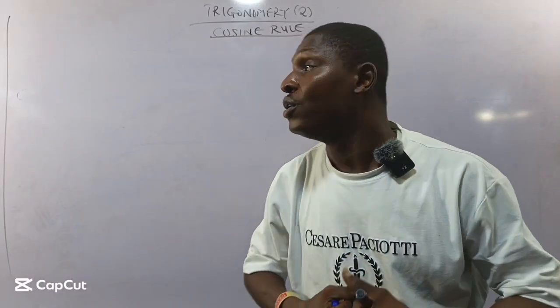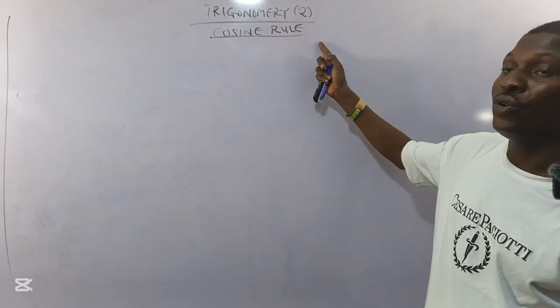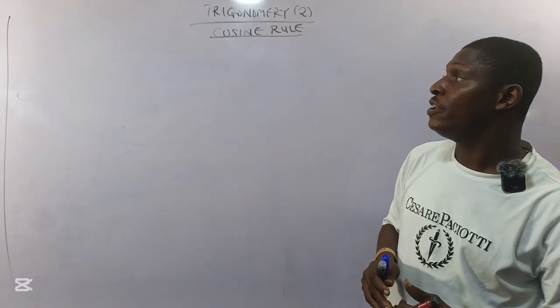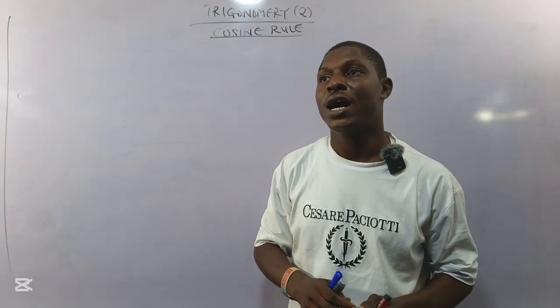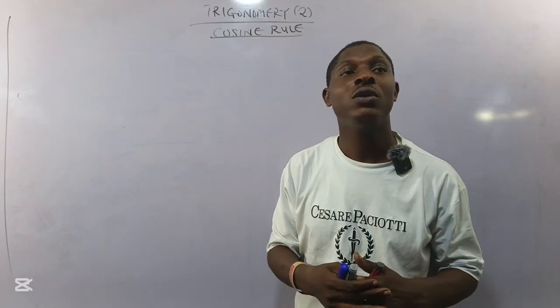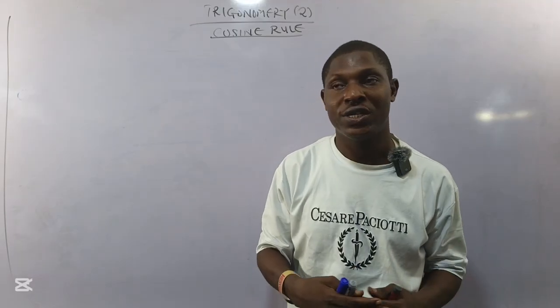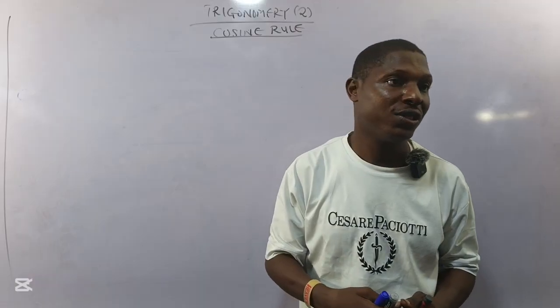Welcome back, everyone. Today we'll be looking at trigonometry 2, which is cosine rule. We've already started this topic, and remember our aim is to treat bearing and distance. But in our previous classes, we've done the quadrants, first, second, third, and fourth quadrants, and the relationship between the three functions, sine, cosine, and tangent.